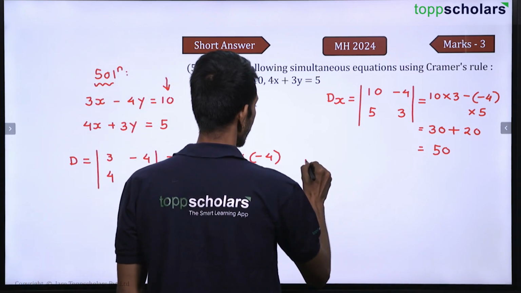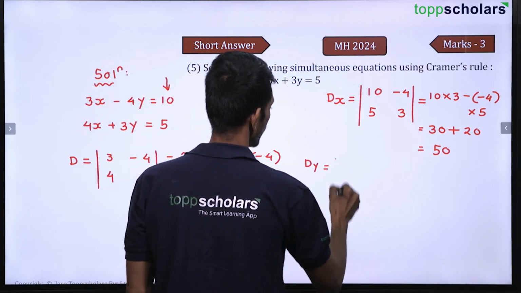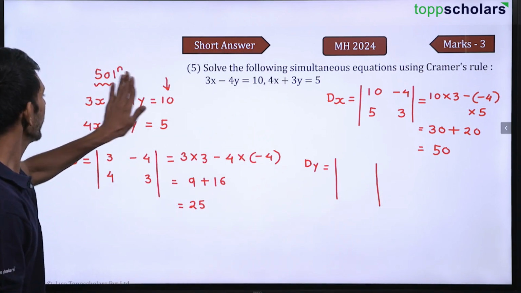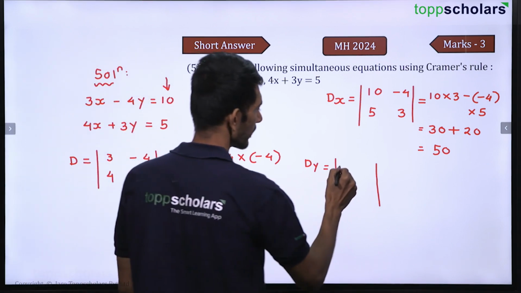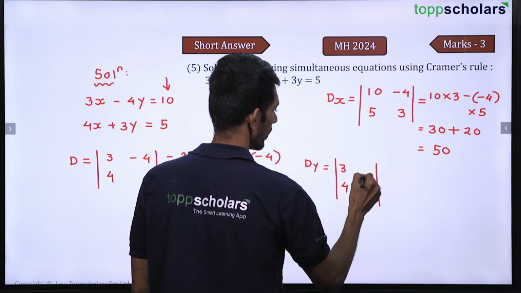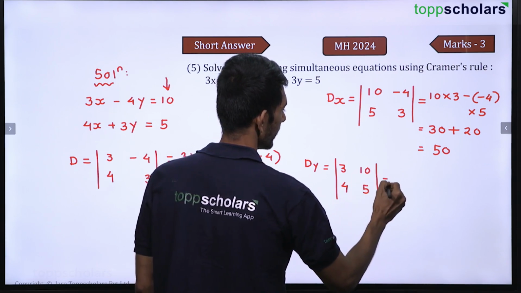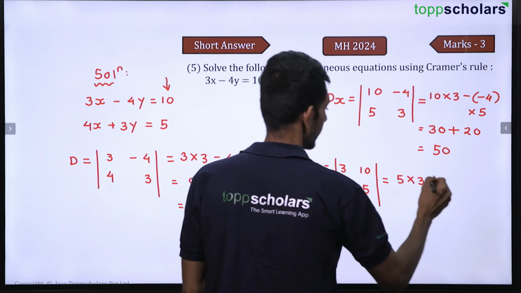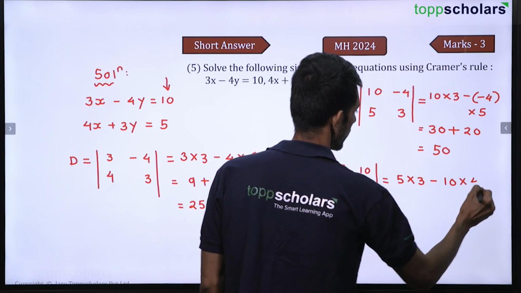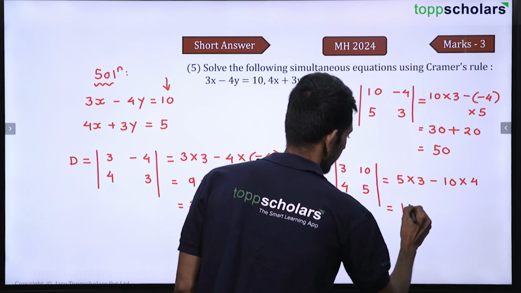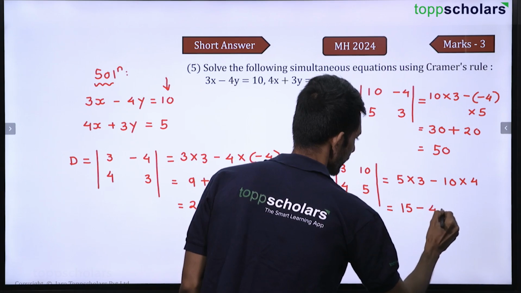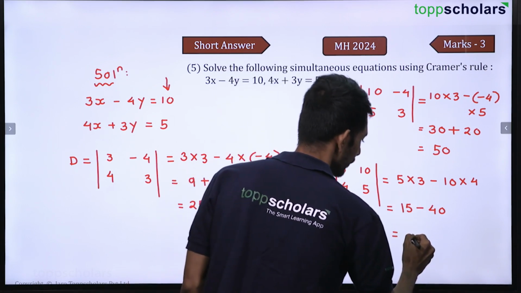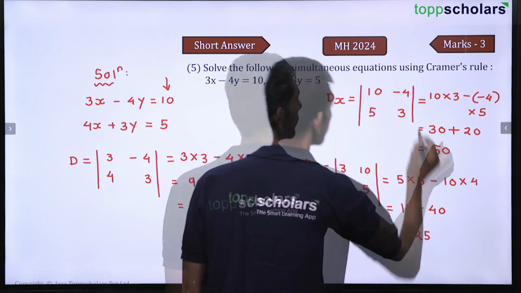How do we find out dy? For dy, ignore y. 3, 4, 10, 5 in order. That is equal to 5 into 3 minus 10 into 4. That is equal to 5 3s are 15 minus 40. 15 minus 40, right? That gives you minus 25.